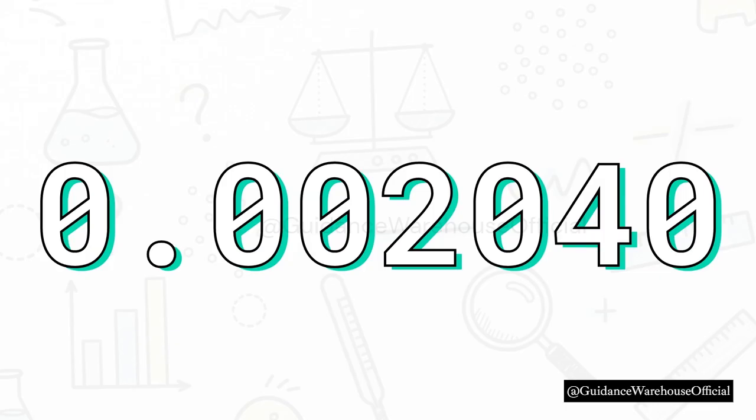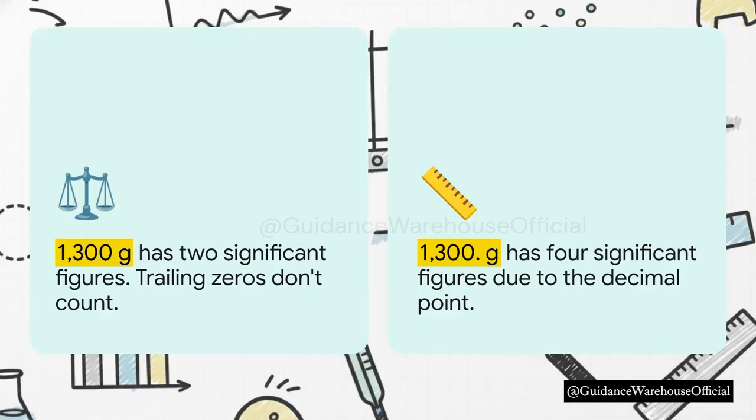And that very last 0, it's a trailing 0, and because there is a clear written decimal point in this number, it counts too. It proves the scientist actually measured out to that exact decimal place. So this specific number has exactly 4 significant figures. Let's see how this builds into something even more nuanced.